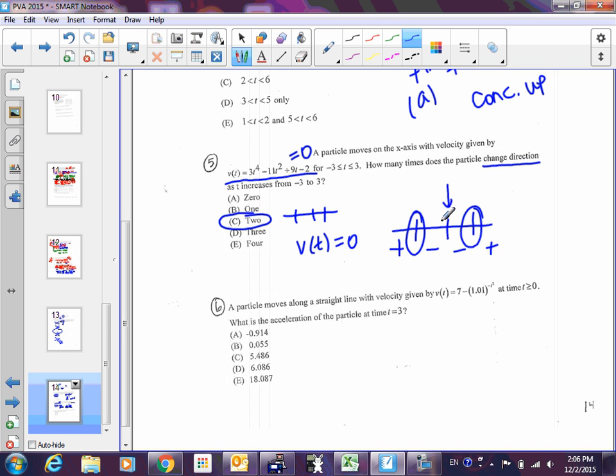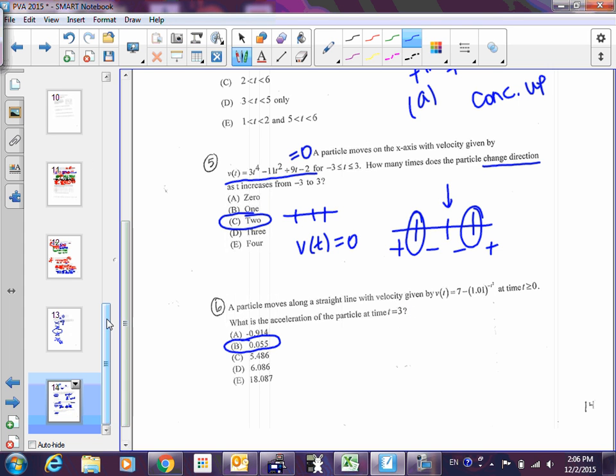Okay, I am not actually going to do 6. I'm going to give you the answer, though, as B, and I'm going to let you try to do that one on your own. You just need to take the derivative. We don't know how to derive this by hand, so please use the calculator to do that derivative.